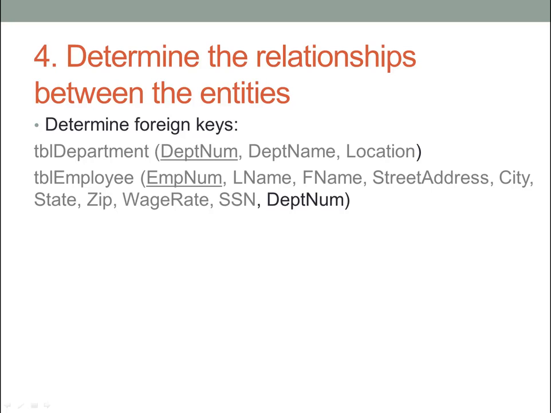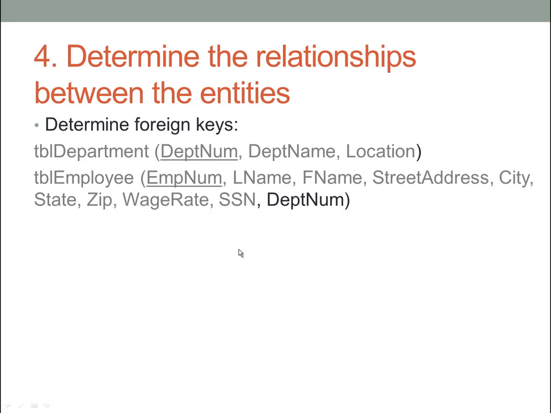Now, in that first example, I made an assumption at the beginning that one employee could only work in one department. What if one employee did have the ability to work in more than one department? For example, maybe I had a file clerk who worked in the accounting department in the morning and worked in the sales department in the afternoon.